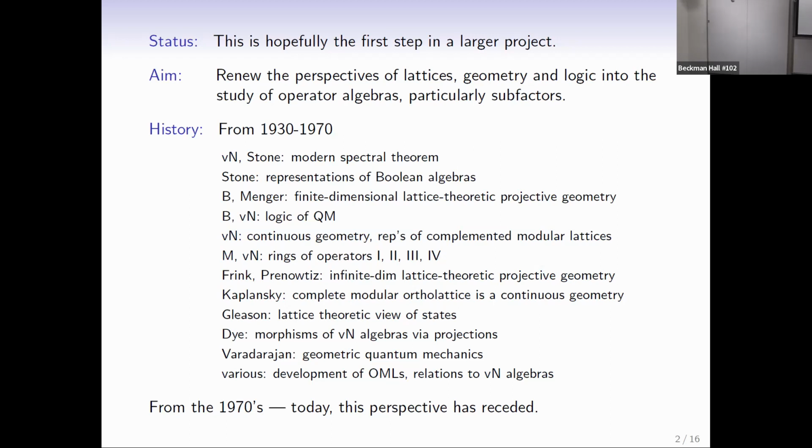A bit of history here: from the 30s to the 70s, there was an amazing group of papers, starting with von Neumann and Stone, a modern version of the spectral theorem. This was Stone's motivation for his Stone's representation theory. And then Birkhoff and Menger had a lattice theoretic perspective on projective geometry. This motivated Birkhoff and von Neumann with their logic of quantum mechanics. This was the idea that the projections of a Hilbert space could replace the Boolean algebra of events of a classical system.